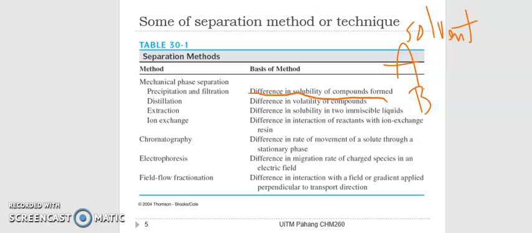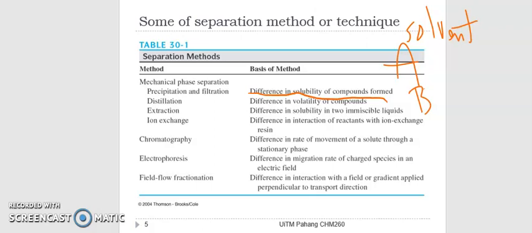So bila kita buat precipitation, B tadi akan precipitate. So dia less soluble, so dia akan precipitate. Bila dia precipitate, kita pun boleh filtrate dia. Kita boleh filter dia, tinggallah A. So sekarang kita dah boleh pisahkan A and B bila kita buat precipitation and filtration.